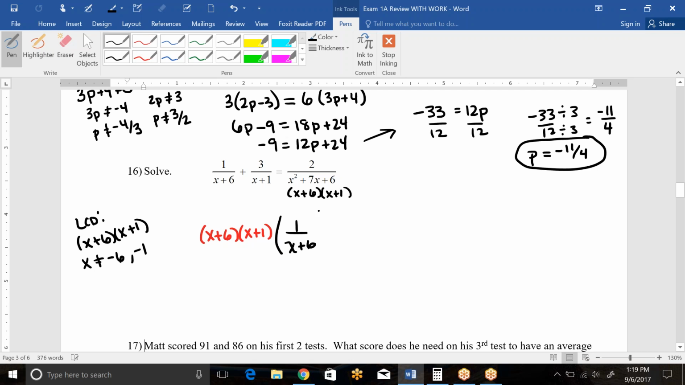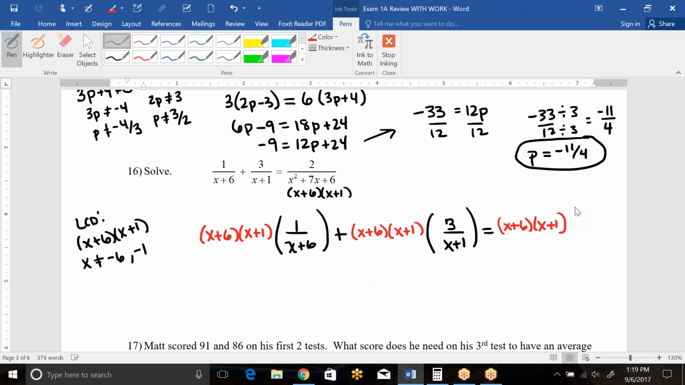So that's the LCD times the first term plus the LCD times the second term equals the LCD times the last term. Now what should happen if you've picked your LCD correctly is that all of your denominators should cancel out and leave you with just stuff on top.